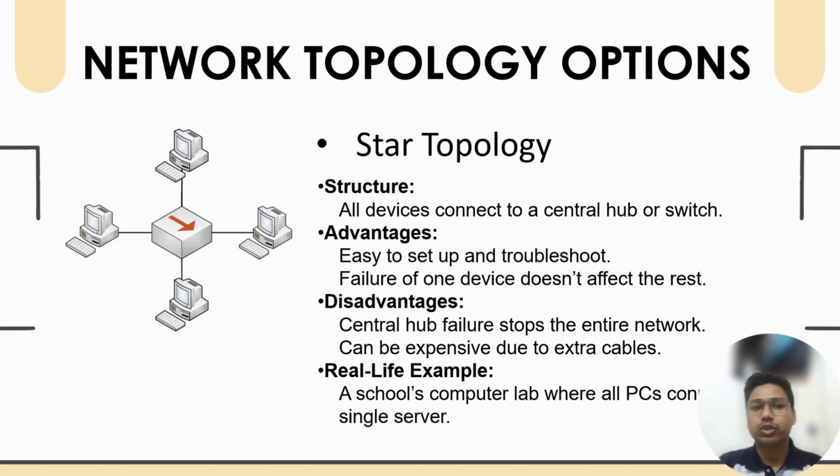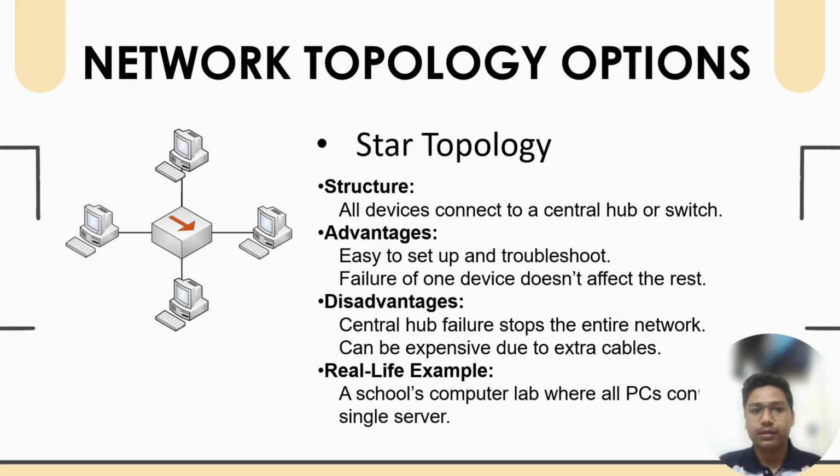It's easy to troubleshoot. If one device fails, it does not affect others, like when one student's computer in a lab stops working, the others continue to function. It is reliable. Each device has its own connection, so data transfer is fast and uninterrupted. What are the drawbacks of the star topology? If the central hub fails, the entire network stops working, like a school principal going on leave without assigning responsibilities. It can be expensive because you need more cables to connect all the devices to the hub.